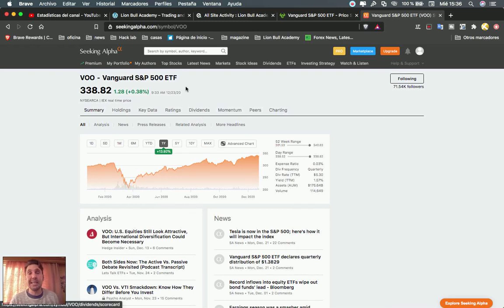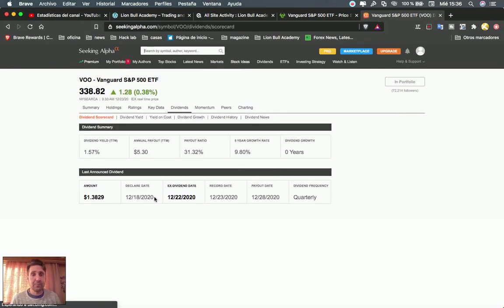Now, if we want to study a little bit more and find out which date it's going to pay the dividends, we just click on this row where it says dividends. So we click on dividends, and here it will show us more information. Again, the dividend yield, the annual payment, the payout ratio, the 5-year growth rate, and how many years the dividend has been growing. Here it shows the last announced dividend, that will be the amount to be paid, and the declare date, which means the date they announce what the next dividend is going to be.